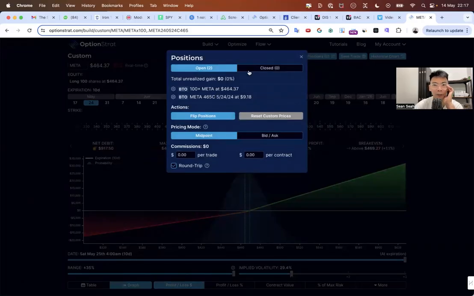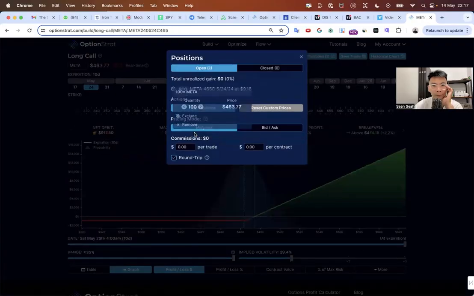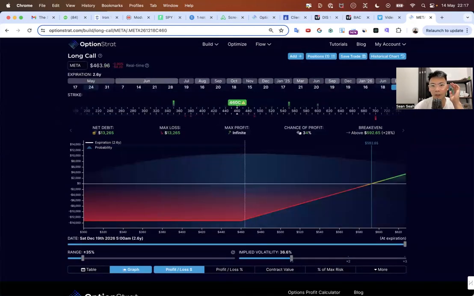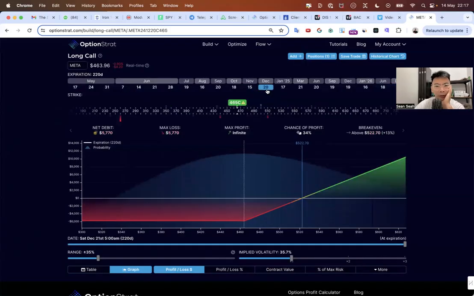There's a particular expiry date. Later we can adjust the expiry date, but I'm going to remove it. I just want to show you the risk graph of buying a call. So if I just buy a call, let me go a little bit further, I say December. Let's say we believe that Meta is going to go up by the end of this year. So I go for the 20th December call, which is 220 days to expiry.